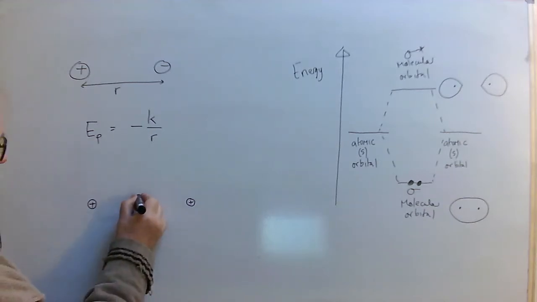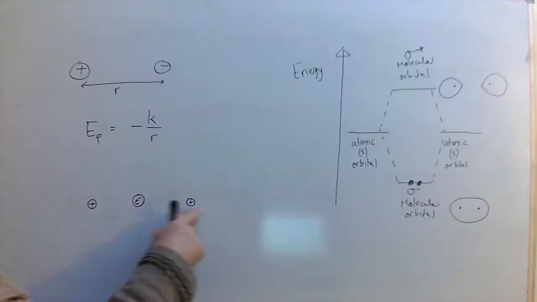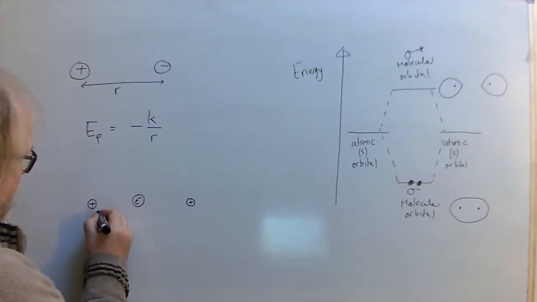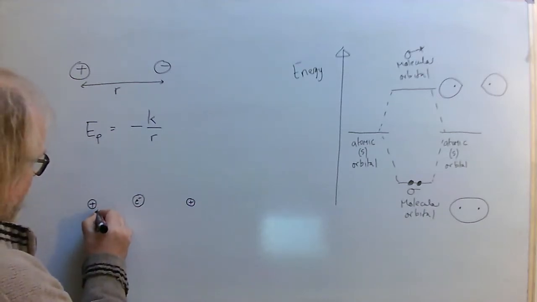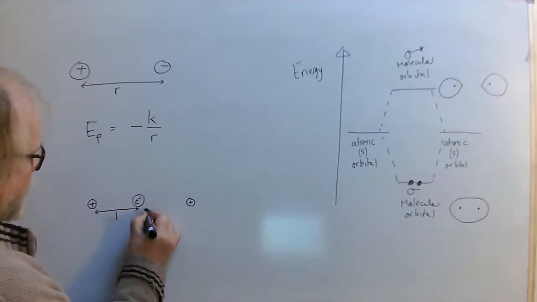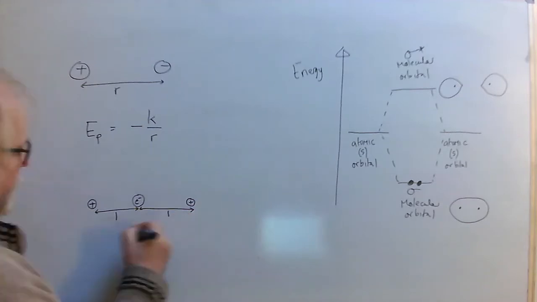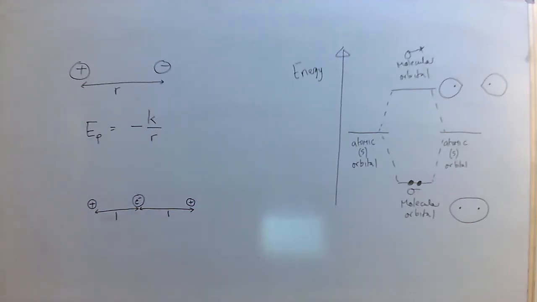So let's start with this situation. So there's the electron, and there are the two nuclei. And just to make it easy, let's define this distance as 1 unit. And then that distance is also 1 unit because we're saying it's right in the middle there. Okay, so that's situation 1 that we're going to define.